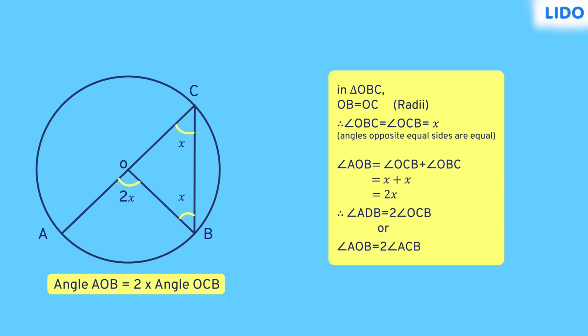So we observe that in both the cases, the angle subtended by an arc at the center of a circle is double the angle it subtends on any part of the circle.